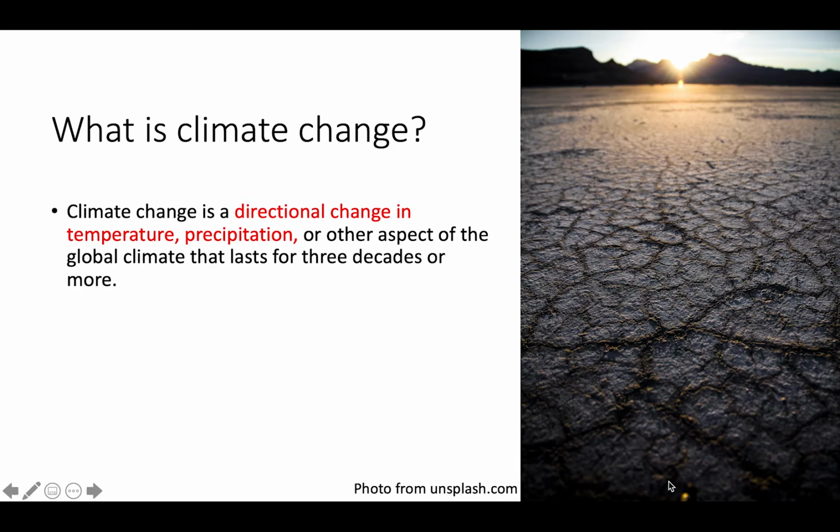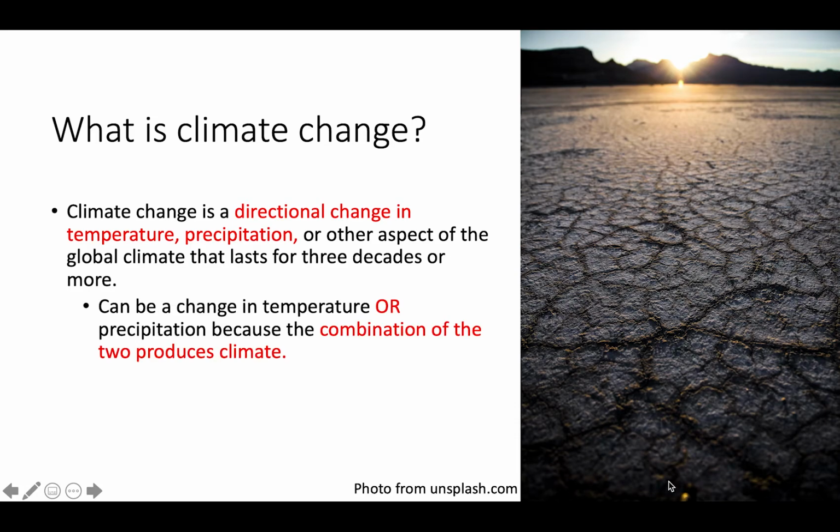And so it's important that it's a directional change, because that means that climate change isn't just random fluctuations in temperature, it's a consistent change that's all going in the same direction, for example, warming. Climate change can be measured as a change in temperature or a change in precipitation, because the combination of temperature and precipitation is what actually produces climate.